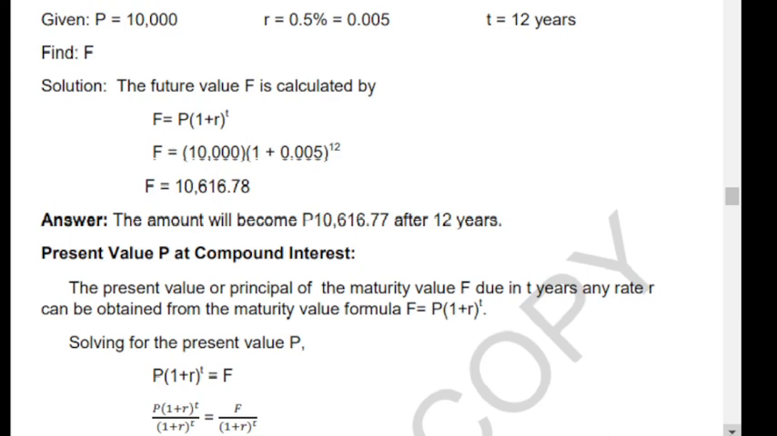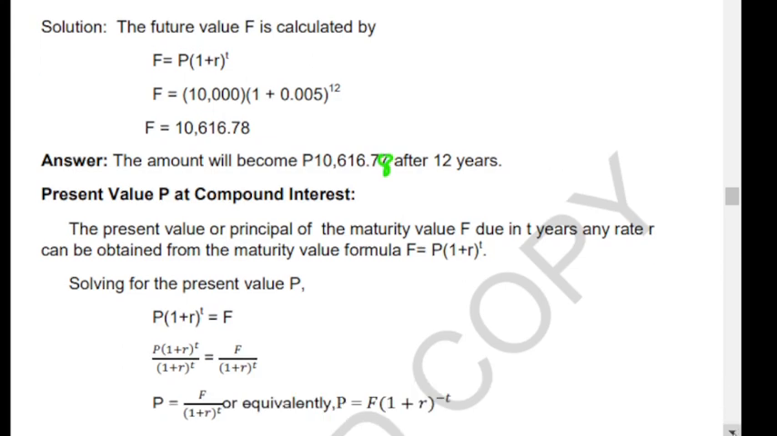10,616.78. So the amount will become 10,616.78 after 12 years. It is only a small increase because our rate is only 0.5%. So that's it.